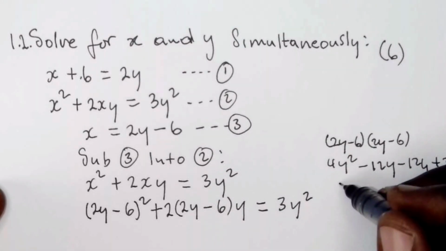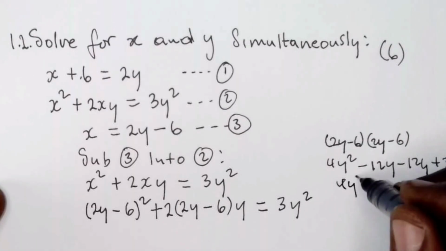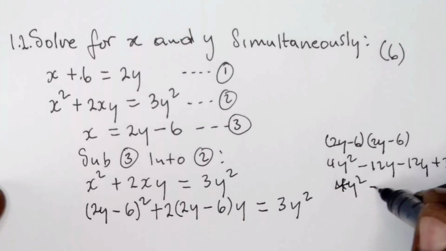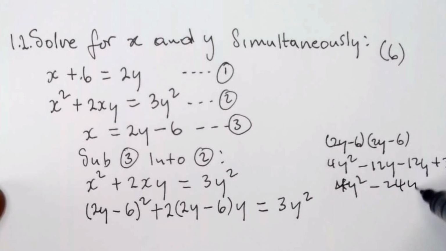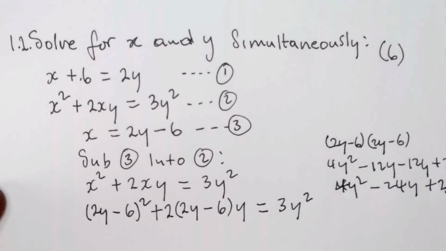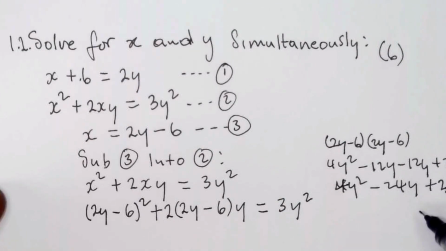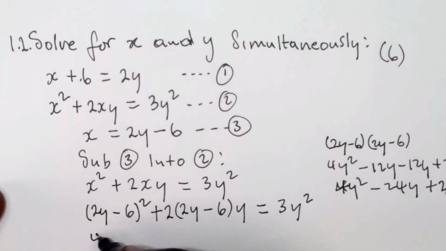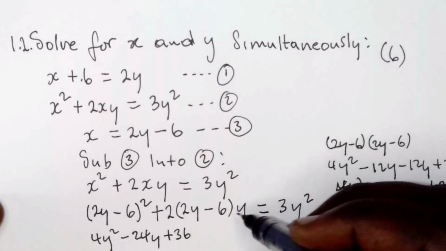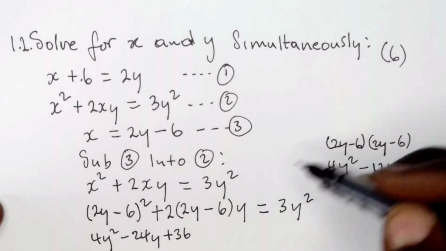So you need to simplify it. So what are you going to write down there? This one is remaining the same. This is going to be negative 24y plus 36. Right, this is what you have here. Okay, so here we are going to have 4y squared minus 24y plus 36. Right, so now we need to fix this one as well.